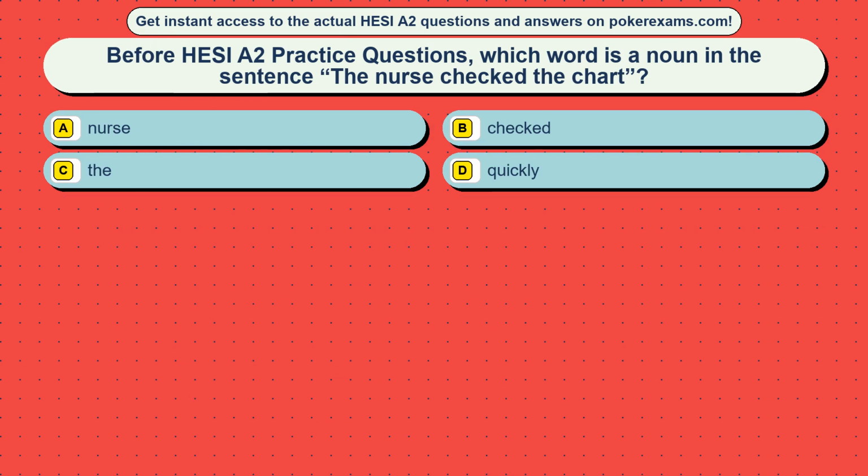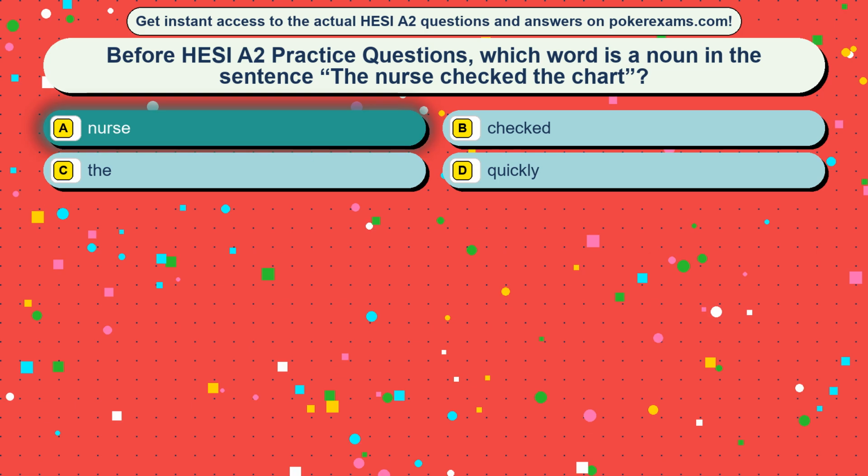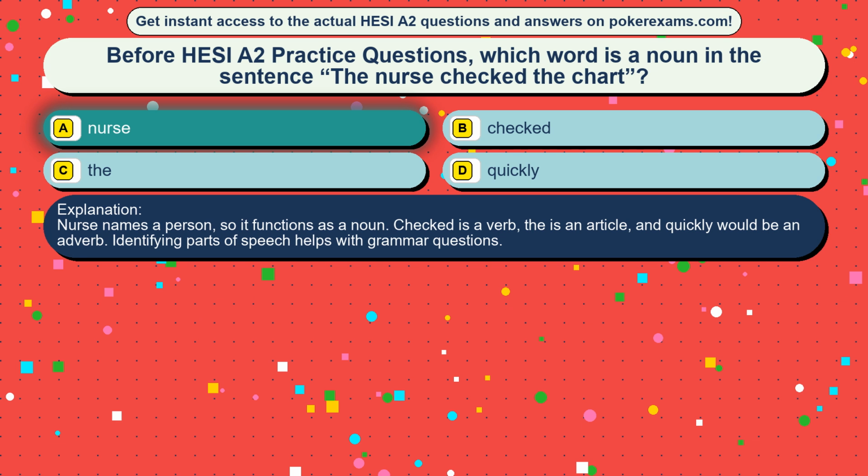Question 45. In HESI A2 practice questions, which word is a noun in the sentence "The nurse checked the chart"? Option A, nurse, option B, checked, option C, the, option D, quickly. The correct answer is option A, nurse. Nurse names a person, so it functions as a noun. Checked is a verb, the is an article, and quickly would be an adverb. Identifying parts of speech helps with grammar questions.